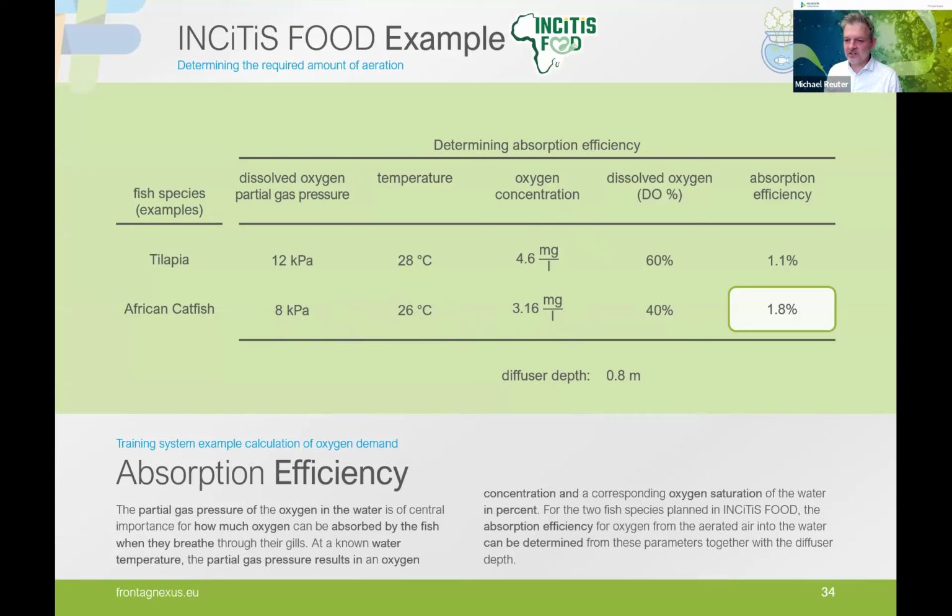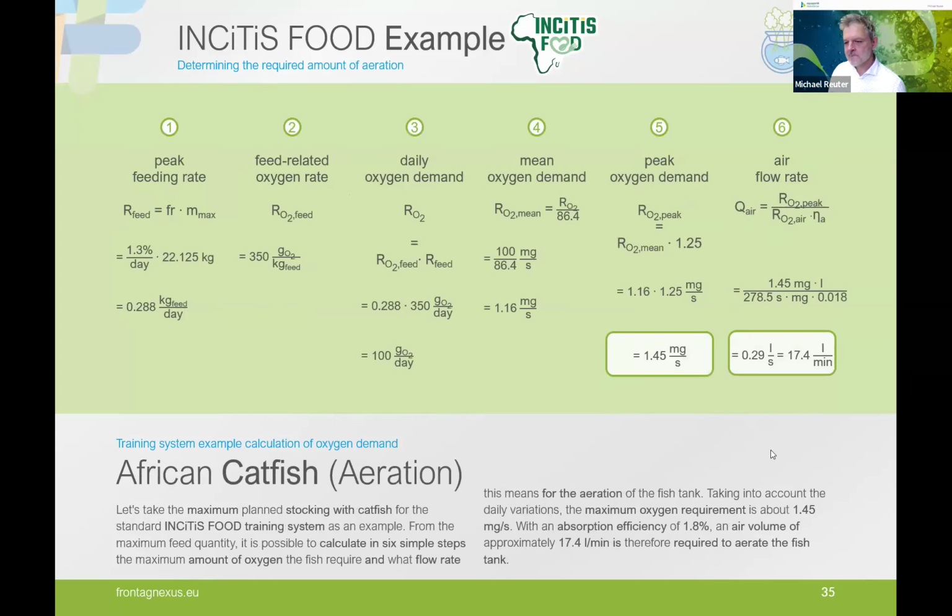At a diffuser depth of about 80 centimeters, because our IBC tank is quite shallow, and a dissolved oxygen saturation of 40%, we will have an absorption efficiency of 1.8%. And this we can use to calculate our final airflow rate that we need. This is again the calculations that I showed earlier.